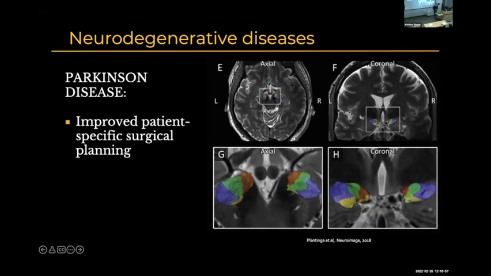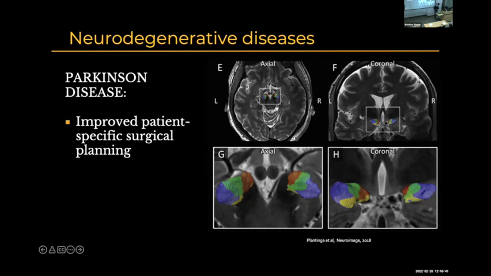Also for Parkinson's disease, diffusion MRI at ultra-high field can play a critical role. In fact, for Parkinson's disease, one of the treatments that is life-changing for these patients is deep brain stimulation. Unfortunately, this surgical treatment is not always successful. And in this study, Plantinga et al. demonstrated a better localization of the subthalamic nucleus, which is the nucleus that the surgeon needs to target for stimulation in order to improve the symptoms of the patient.